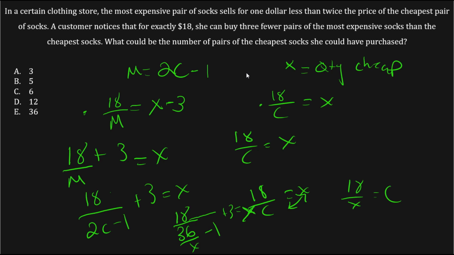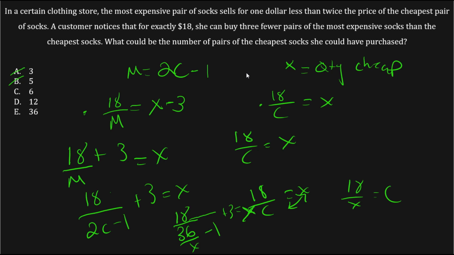Alright, let's try 3. So 36 divided by 3, 12. 12 minus 1 is 11. 18 over 11 is not an integer, so that cannot be an option because we're talking about socks. You can't have like 2/4. I mean, you could, but GMAT's not going to do that. So not 3. 5. 36 divided by 5. Nope. Not an integer.